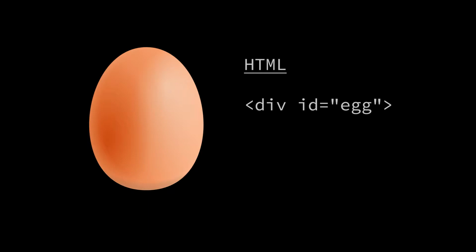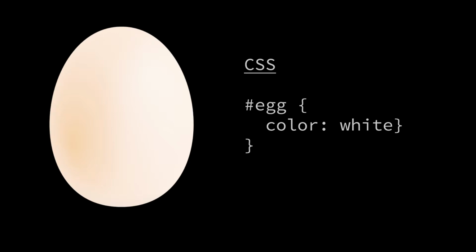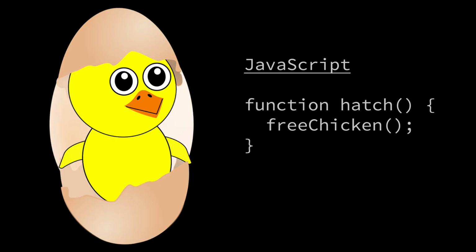Next, we could choose how the egg looks. It can have a color, size, and motion, and more. Style choices go in CSS files. Finally, we say what the egg can do. An egg can hatch. Behaviors are coded in JavaScript files.